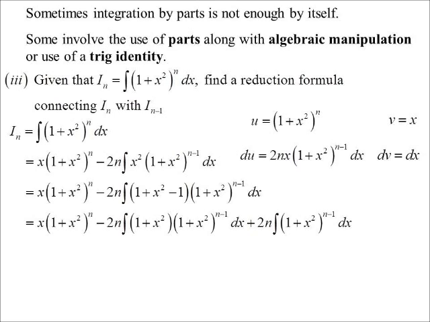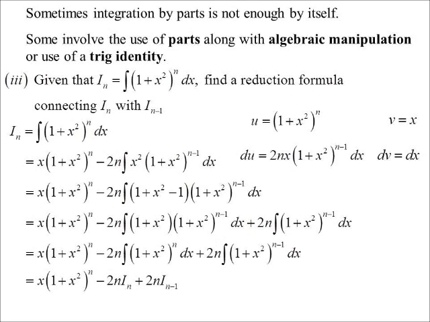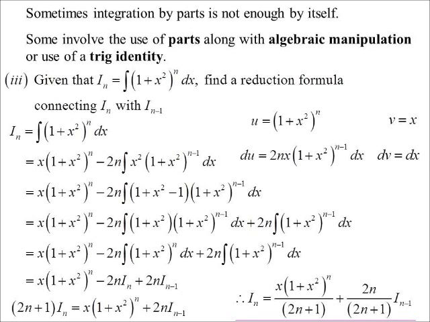Why do that? Well, the first one becomes (1 plus x squared) to the power of n, and the second one stays as n minus 1. They're now things I can turn into In and In minus 1. I can now come up with a formula. So there it is, minus 2n In. I want to make In the subject. Remember, we make the larger one the subject. So playing around with that, I've got (2n plus 1) In. Divide both sides by 2n plus 1, and we have this incredible formula to use.